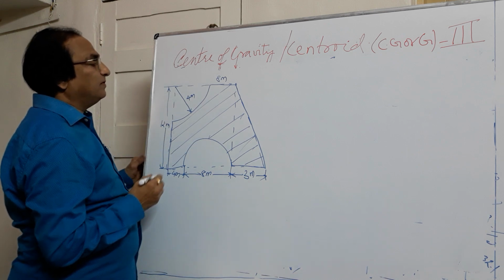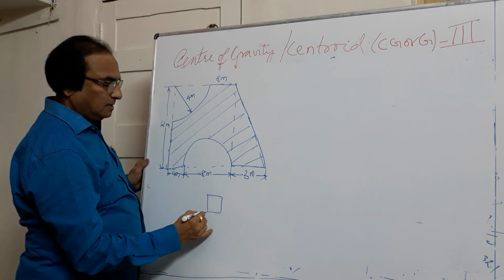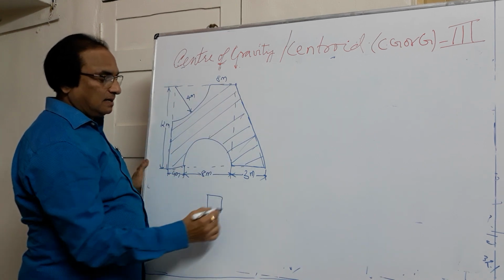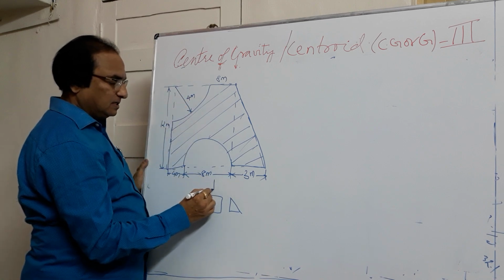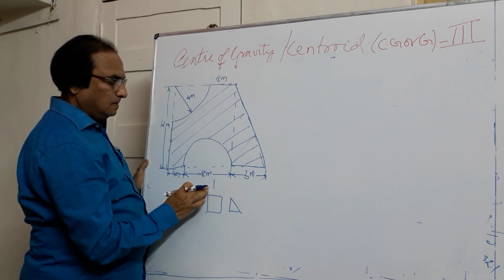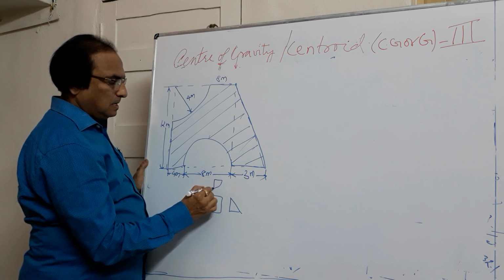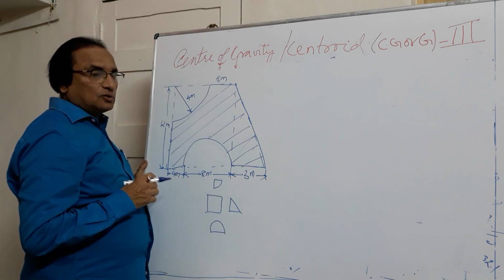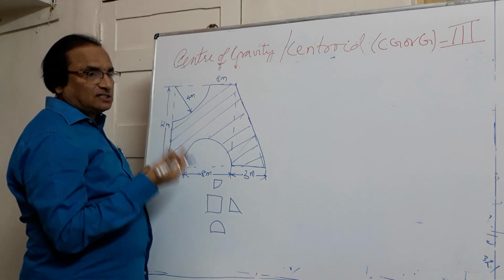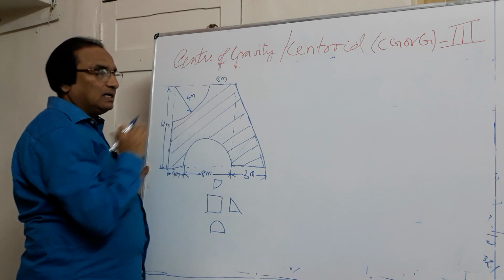Now the different figures we see here: one is a square or rectangle, another is a triangle, the third is a quarter circle, and the fourth is a semicircle. So you should add and subtract in such a way that you get the required figure.